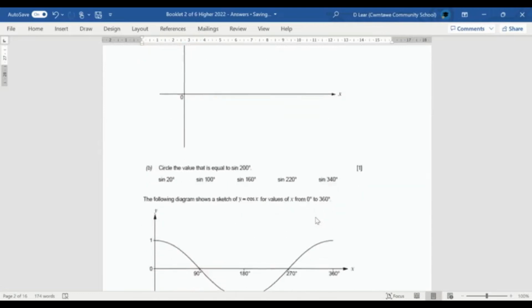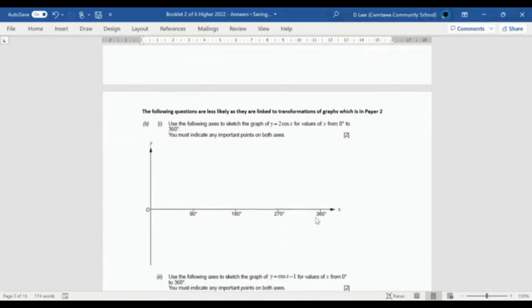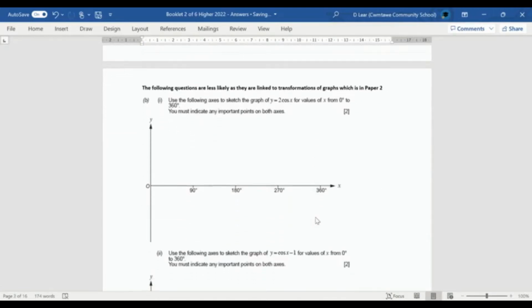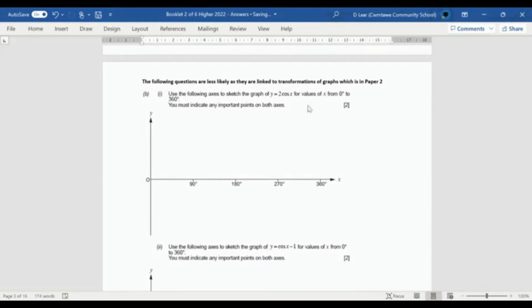We move on. Now, before we get to the next topic, I just want to point out that this page is very unlikely. The following questions are less likely as they are linked to transformations of graphs, which is a paper 2 topic. It's on the list for paper 2. So I don't think we'll have to transform cos and sine graphs. By transform, I mean move them right, left, up, down, reflect them, etc.